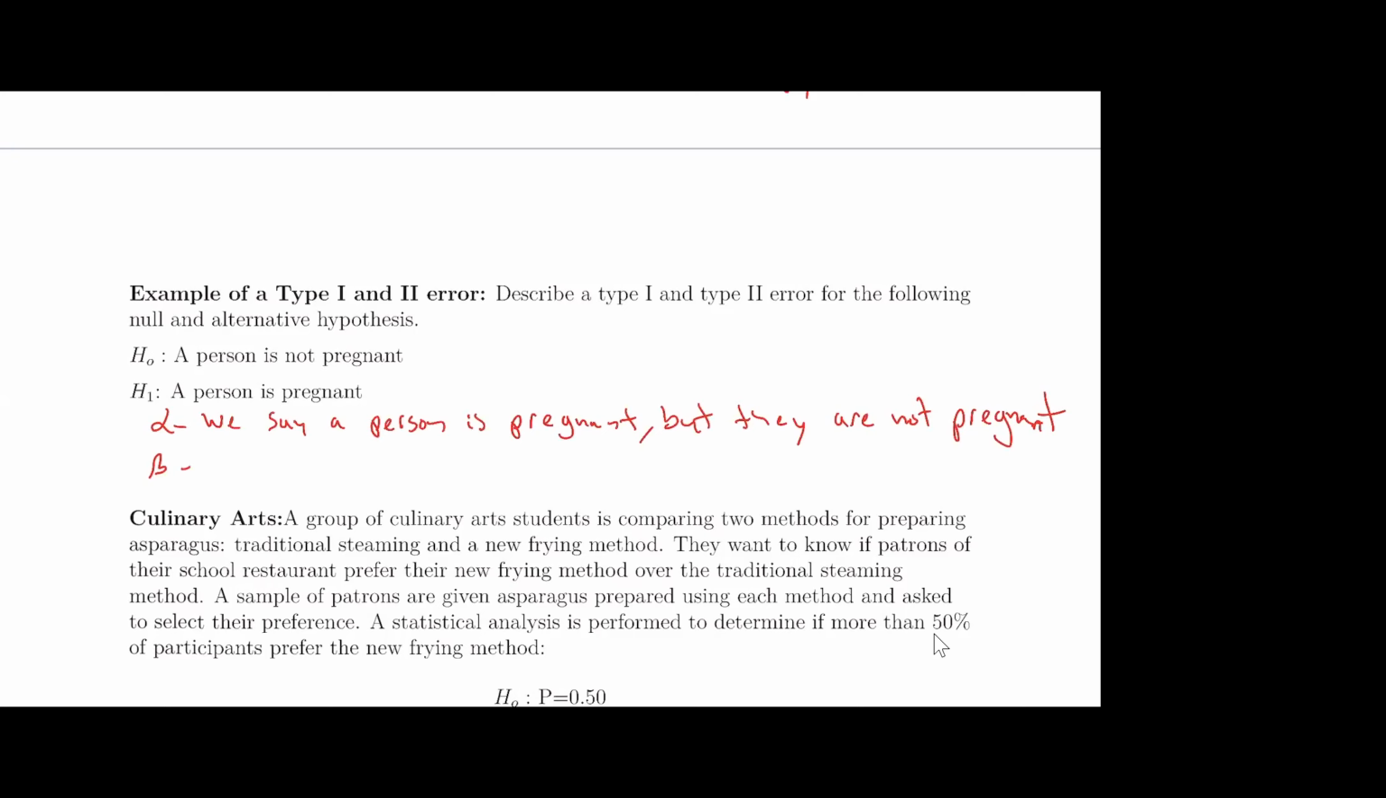So in a type 2 error, what conclusion do we make at first? Not pregnant. There we go. So we say a person is not pregnant, but they are.